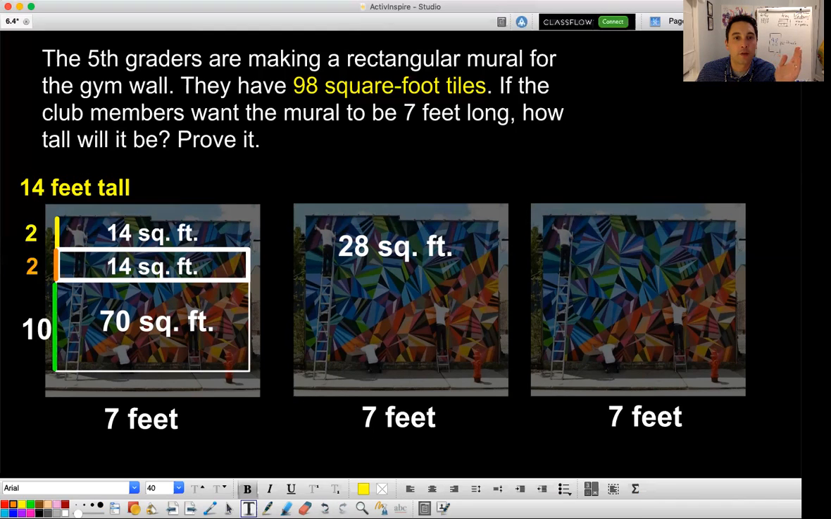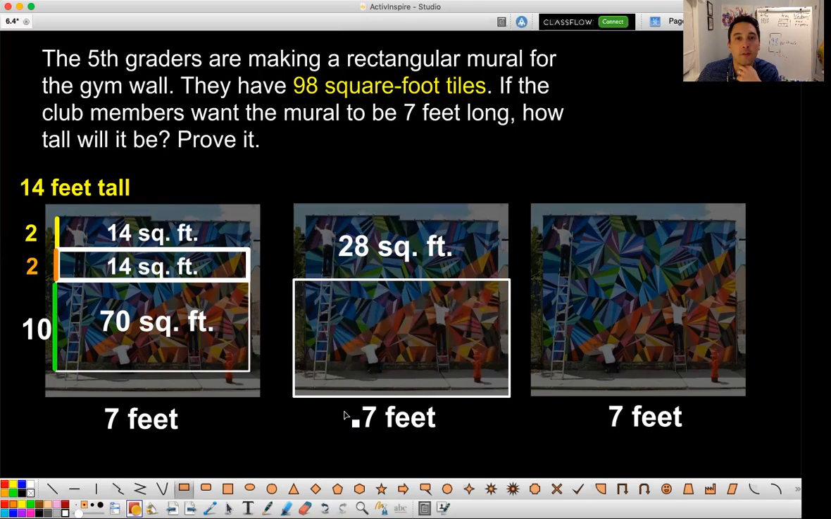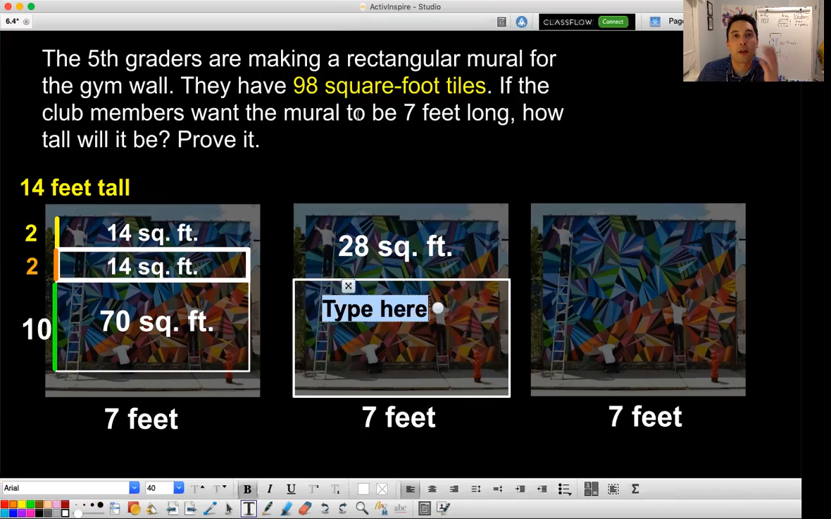Another way you could solve it, and really there are countless ways you could solve this problem. Let's say you felt a little stronger in your multiplication, but you still like your tens like me. I'm still going to think of this 7 feet. Since it's 7, I'm going to want to think, can I do it times 10? I can do it times 10, so I'm still going to call this 70 square feet.